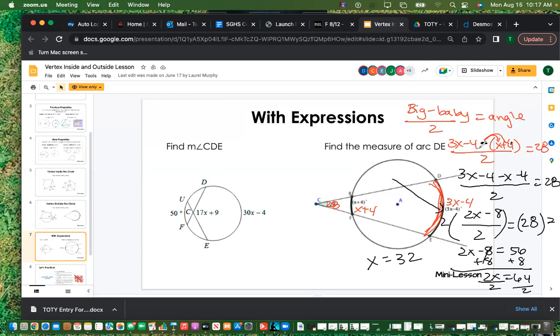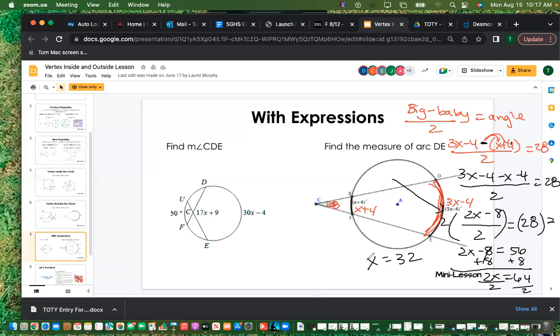Why did you multiply 2 and 28 by 2? Because I had a 2 in the denominator. So I have a 2 on this side and 2 on this side in order to get rid of this 2 in the bottom. Did you get 32? Yeah, x equals 32. If you got x equals 32, you did it right. There's like 2 different ways to solve this. Yeah, babe.